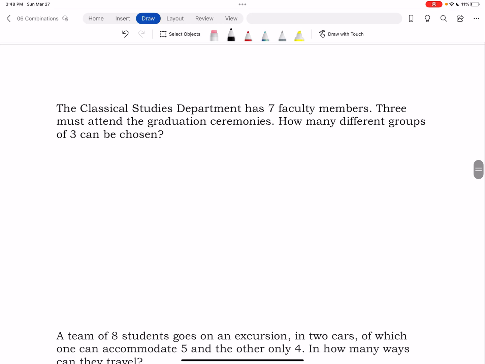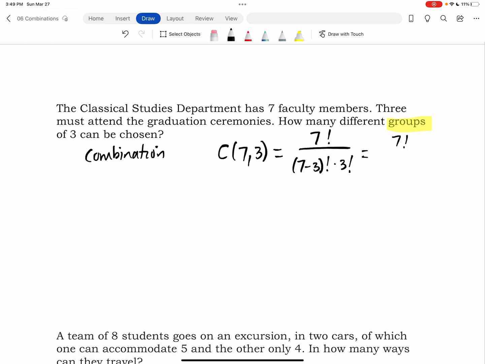The Classical Studies Department has 7 faculty members. 3 must attend the graduation ceremonies. How many different groups of 3 can be chosen? So we don't care which order they attend in. They're not going to line them up in a particular order. They're all just going to be sitting in random seats. So this is a combination because the order doesn't matter. They just have to go. So C of 7 comma 3. So that's going to be 7 factorial over 7 minus 3 factorial times 3 factorial. 7 factorial over 4 factorial times 3 factorial.